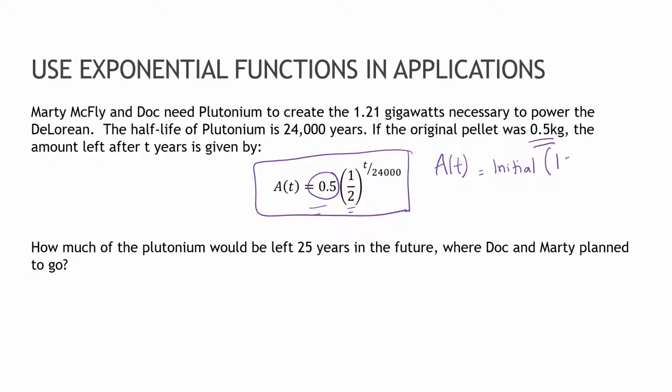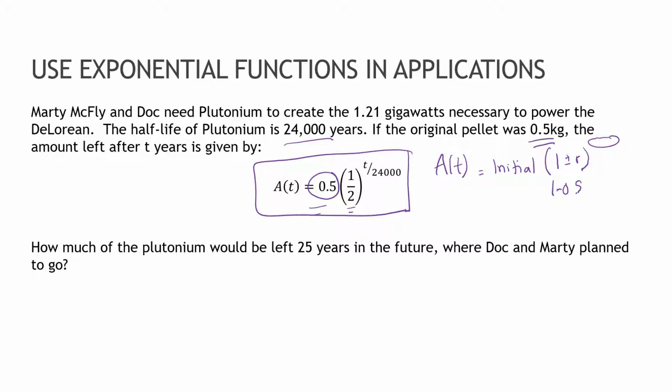This is 1 plus or minus the rate. So in this case, the rate is 50%. I'm losing 50%. So this was actually 1 minus 0.5, which also happens to be 0.5 or 1/2. And then up here would be obviously whatever our time is. And we've divided it by 24,000 because that is the half-life. So again, not necessary to know that, but good idea to kind of know where these functions came from.